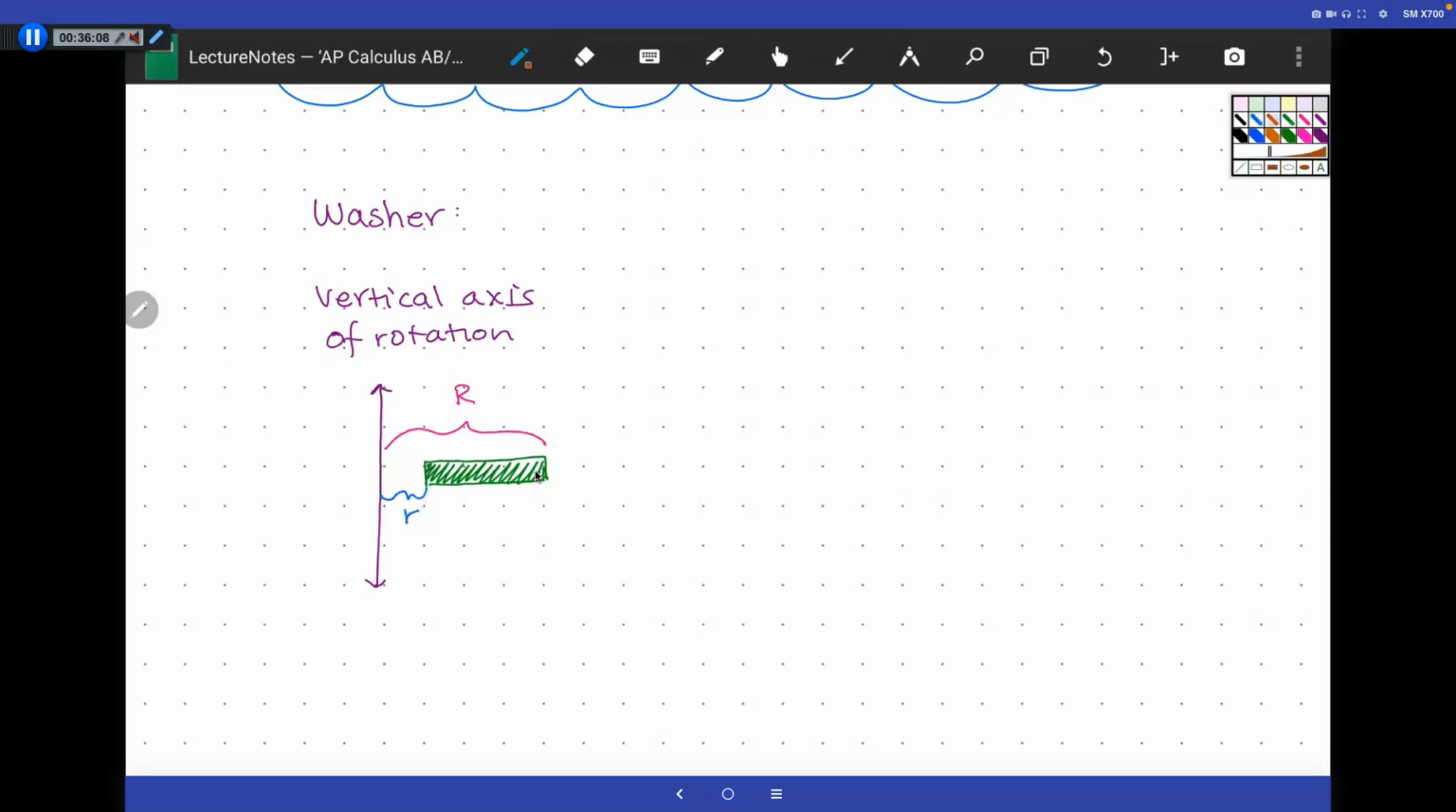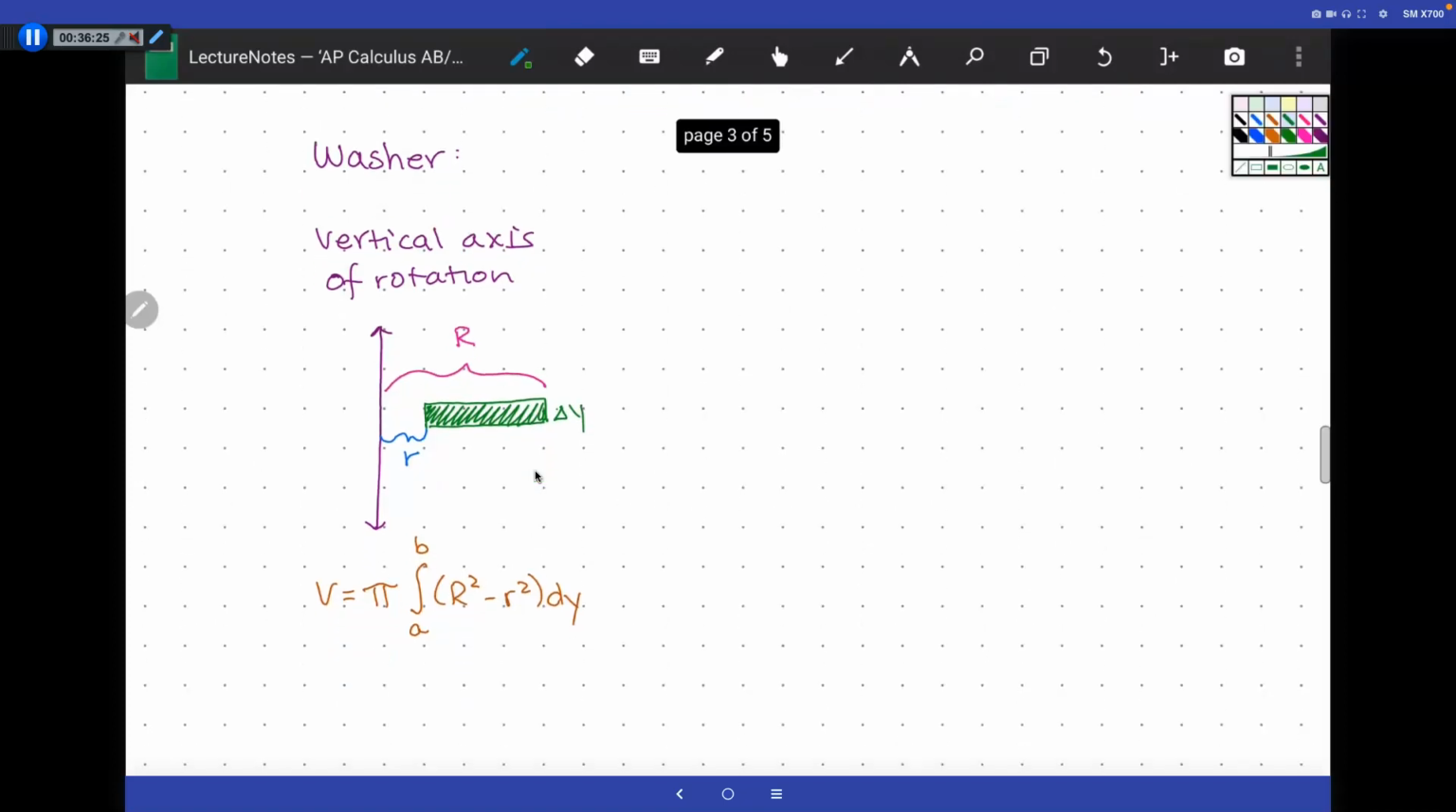So then this volume is pi times big R squared minus little r squared. And the way I've drawn it here is a dy problem. And then we'll do something similar for the horizontal axis of rotation.